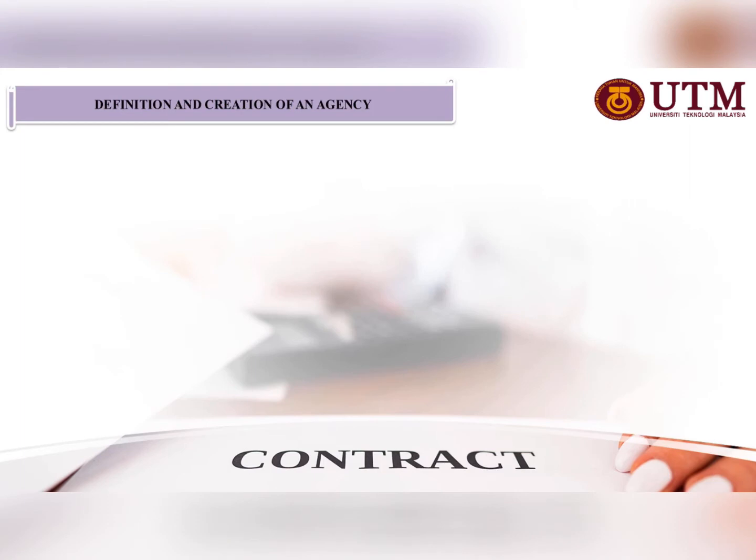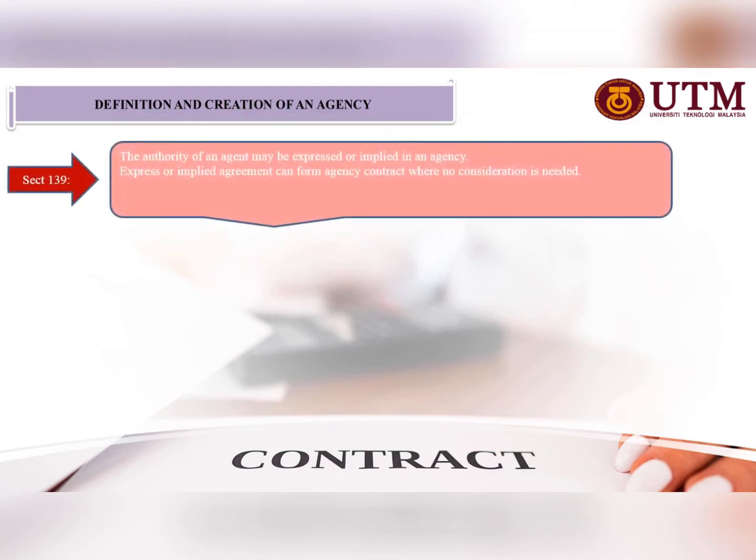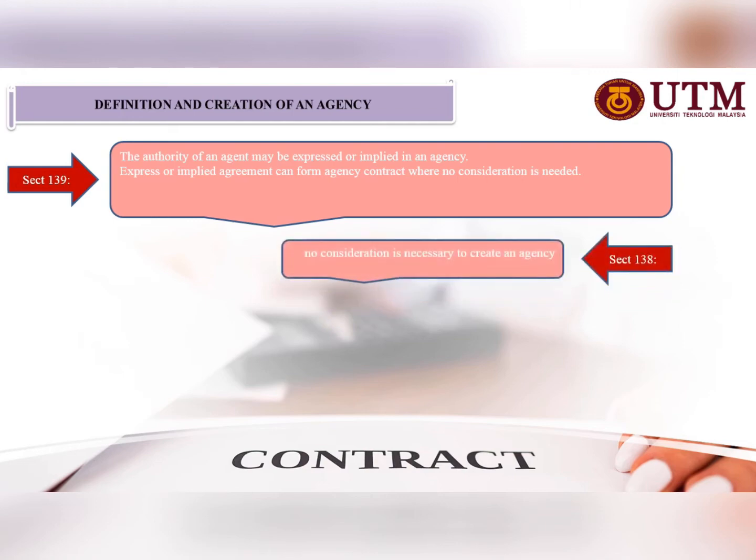As for the creation of an agency, there are several definitions. According to section 139, the authority of an agent may be expressed or even implied in an agency. Express or implied agreement can form an agency contract when no consideration is needed. According to section 138, no consideration is necessary to create an agency.